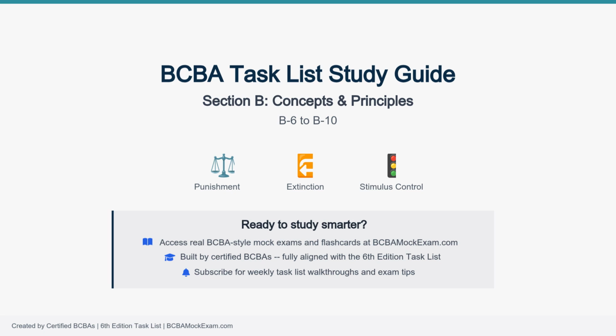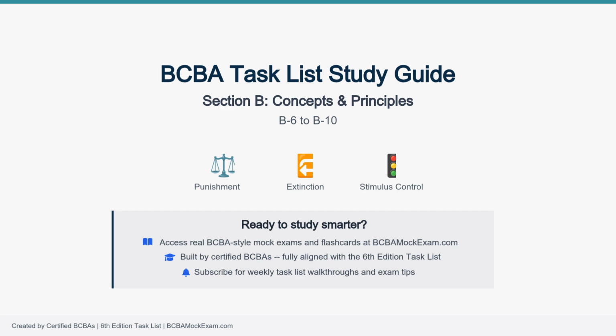Welcome to this Section B mini study session on punishment, extinction, and stimulus control, all aligned with the 6th edition BCBA task list. In this video, we're going to walk through slides B.6 to B.10 and turn the key terms on the screen into clear, testable ideas you can actually use on exam day. We'll hit 3 big clusters: punishment, extinction, and stimulus control, and I'll keep tying them back to common exam traps and how to read vignettes quickly under time pressure.